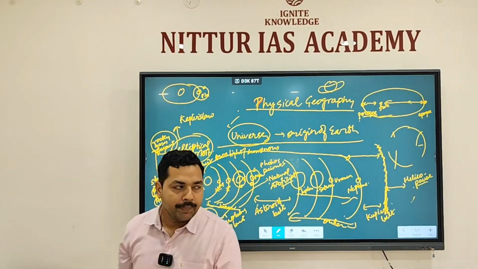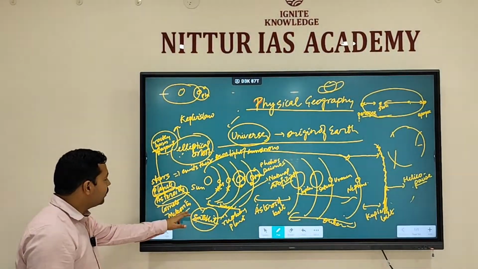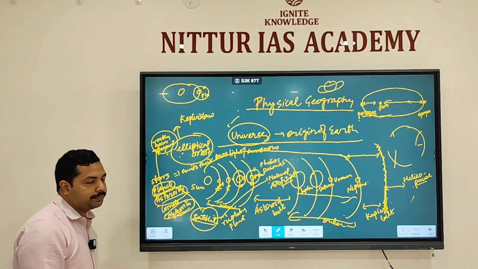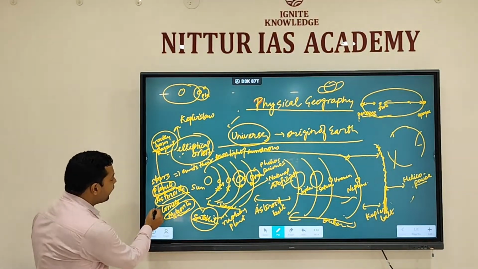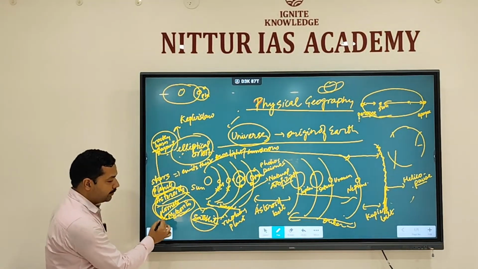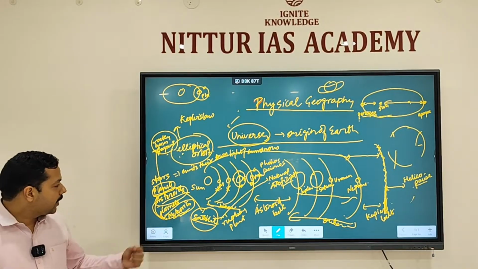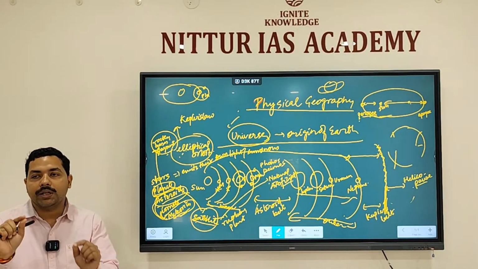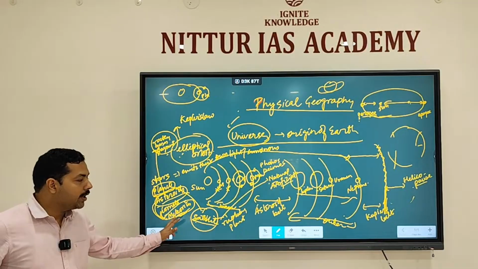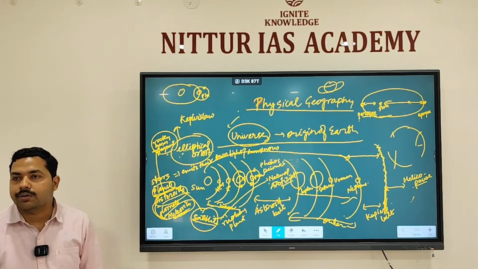Clear? Any doubt? Next are the meteoroids. What are meteoroids? Meteoroids are fragments of asteroids or comets. So when an asteroid breaks down or when comets break down, their fragments are called meteoroids.